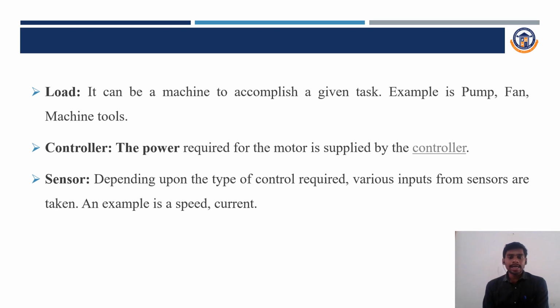Then is load. It can be a machine to accomplish a given task. Examples are a pump, fan, machine tools, centrifugal pumps. Then controller. The power required for the motor is supplied by the controller. Next one is sensor. Depending upon the type of control required, various inputs from the sensors are taken, for example speed and current. Any kind of physical quantity converted to an electrical signal is called a sensor. Okay, this is the basic electric drive system.